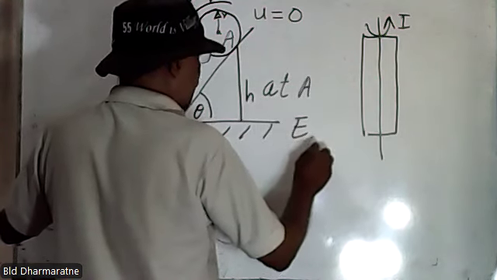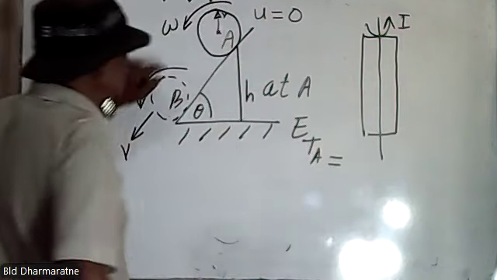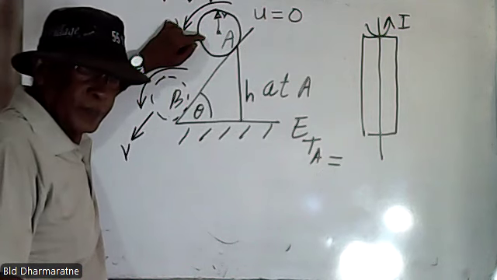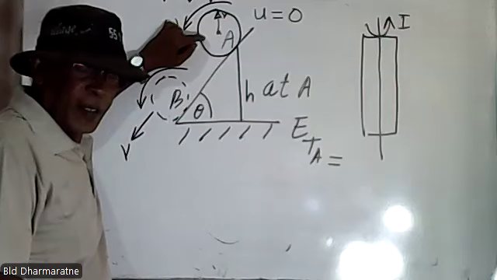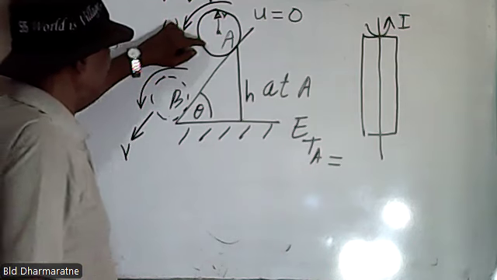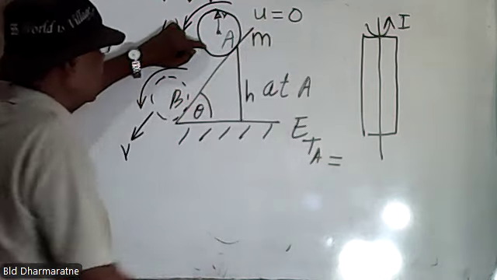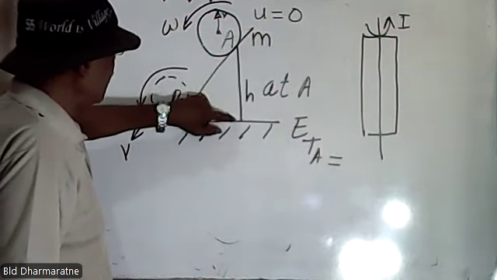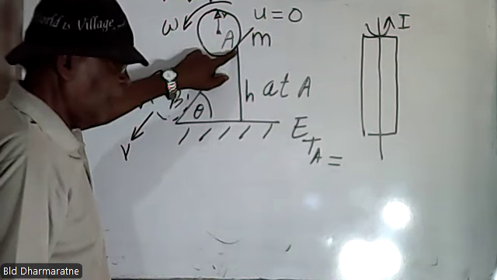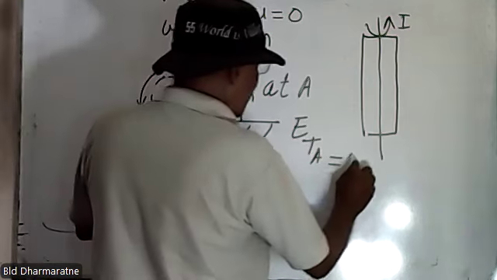At A, the total energy: what is that? Kinetic energy is 0 in the rest position. Rotating kinetic energy is also 0. But it has mass M, and due to this height above the ground level, it has potential energy. Total energy is mgh, the potential energy.